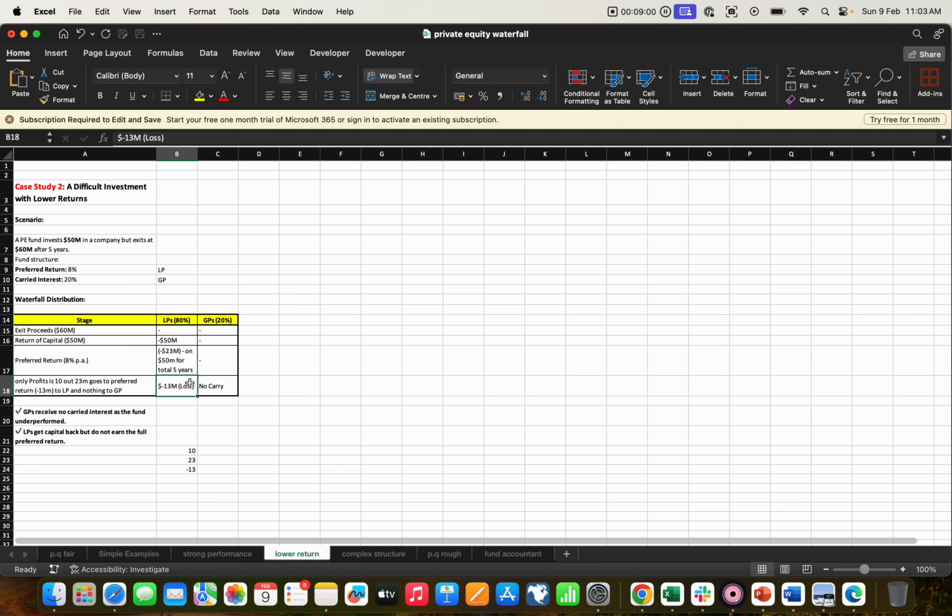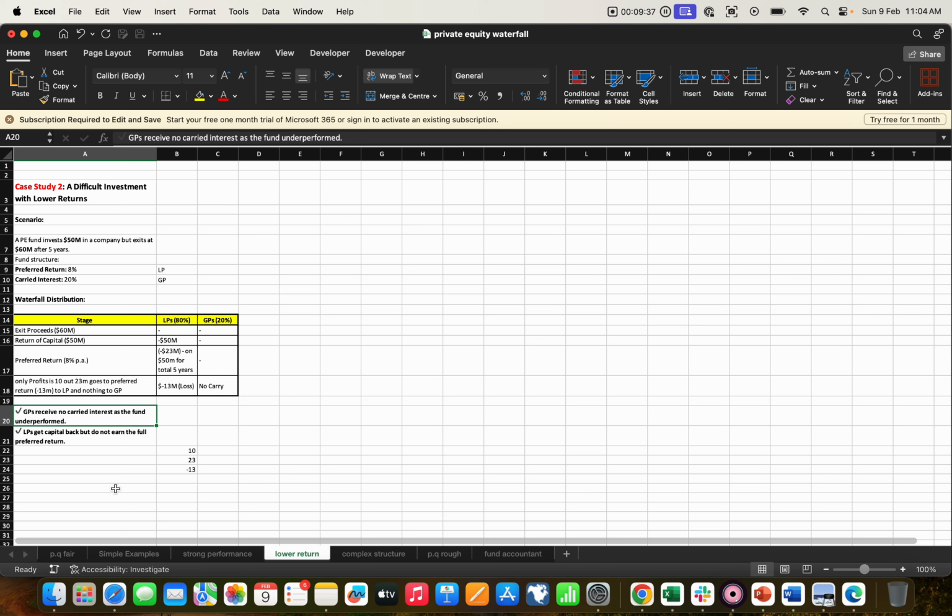Why? Because of the 10 million profit, 23 is gone to the LP as interest. So they got a loss. The LP got a loss of 13 million, and there is no profit for the GP, no carried interest for the GP, because this fund got a loss on this part. So first preference goes to the LP, whatever the profit is, and then if profit is remaining, it goes to the GP. So this is the logic. So the GP receives no carried interest as the fund underperformed.